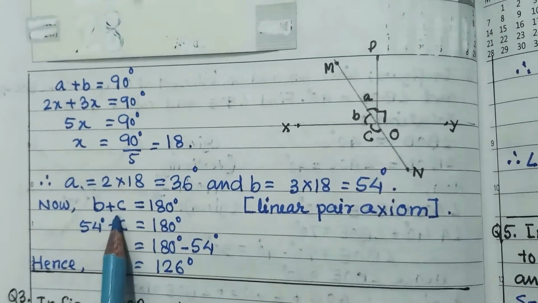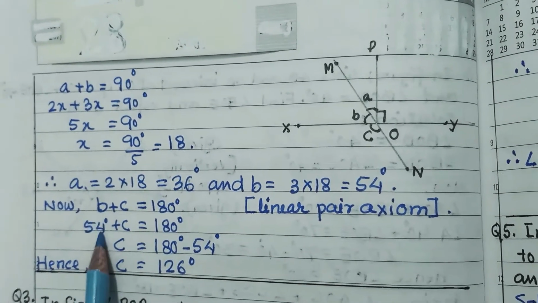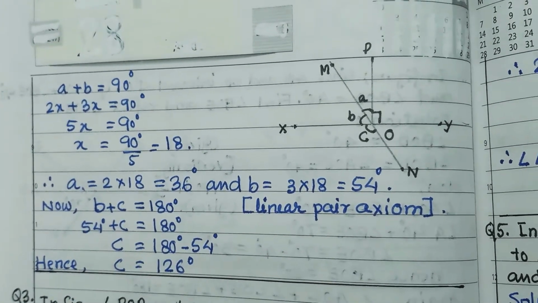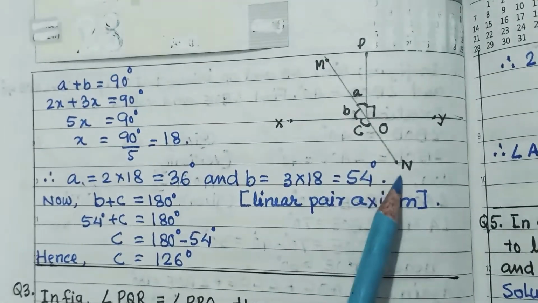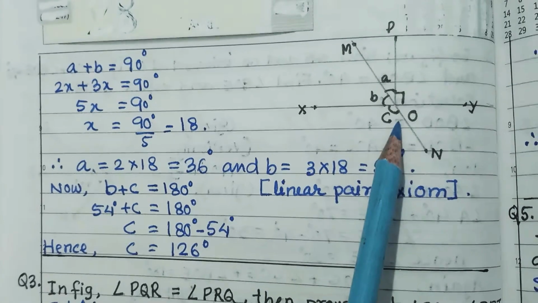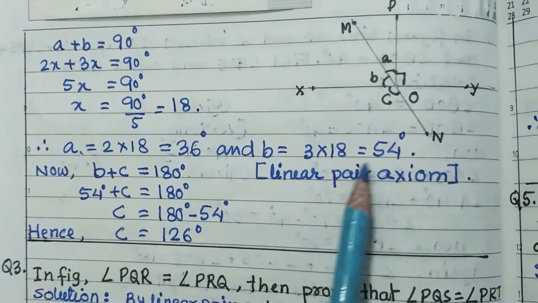So b plus c is equal to 180 degrees. See, b plus c is the straight line MN. So these together are 180 degrees. B we have got, it is 54.